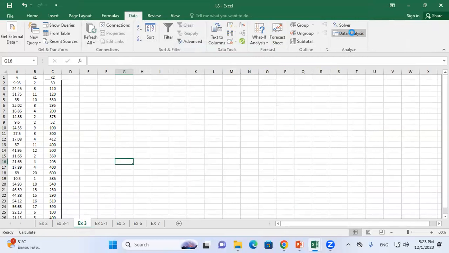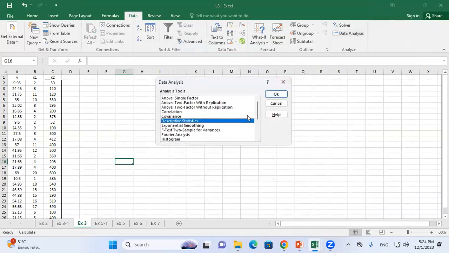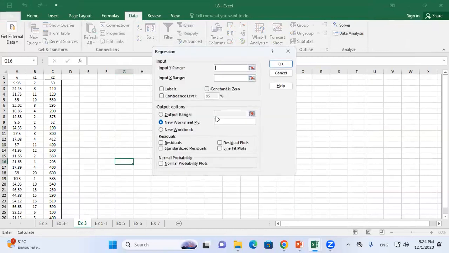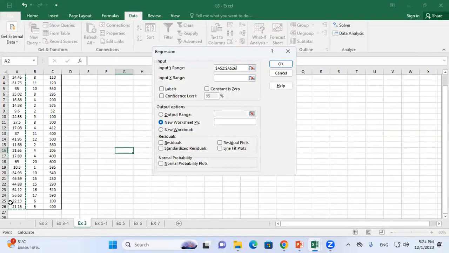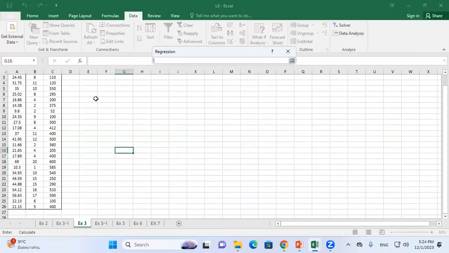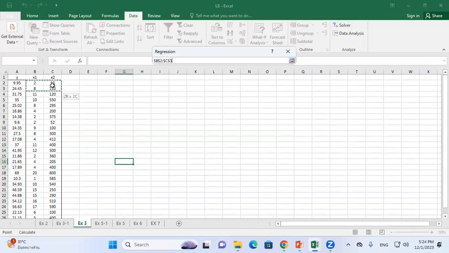Right. And also you click data analysis. It has many specific tools. And for this case, we use the regression. For this, we input your y data and x data. This is y data. Select y. Enter. Right? And also x data. X data, you should select both of these columns.